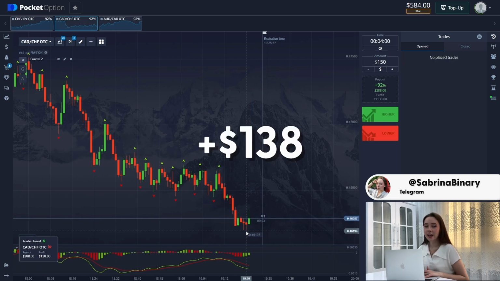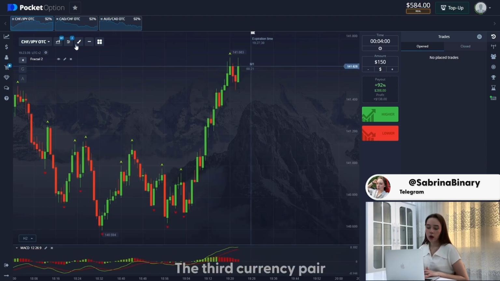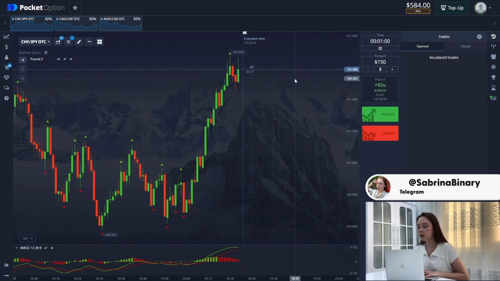So, trader, the second deal is over and the profit was $138. But we are moving on to the last trade for today. A wonderful currency pair, but first I'll reduce our time frame to 1 minute and increase the trade amount to $200.